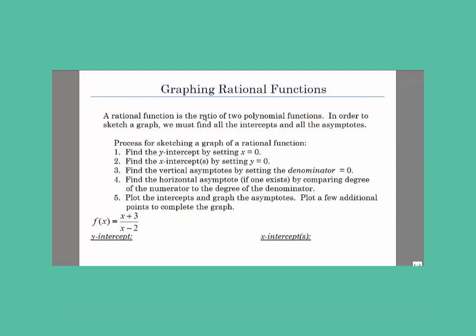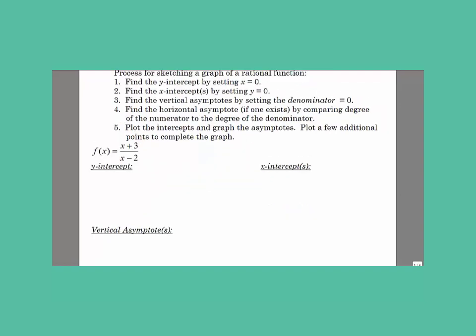We are going to be looking at how to graph rational functions. A rational function is the ratio or fraction of two polynomial functions. In order to sketch the graph, we are going to find all the intercepts and the asymptotes. We have a process that we are going to follow. The order of the steps is not important.